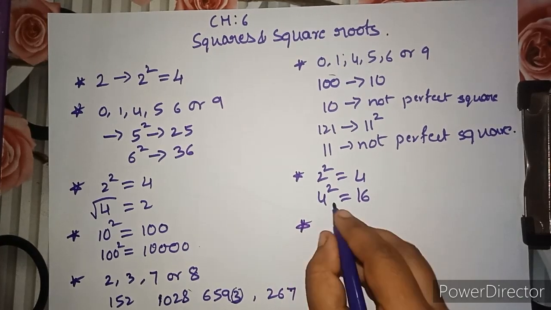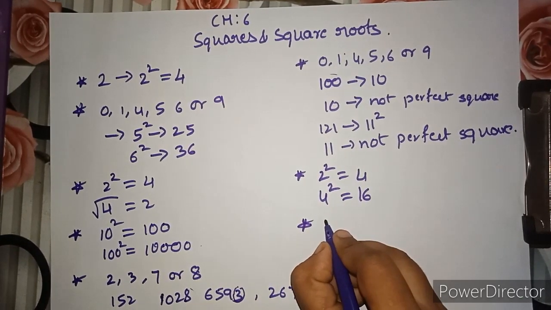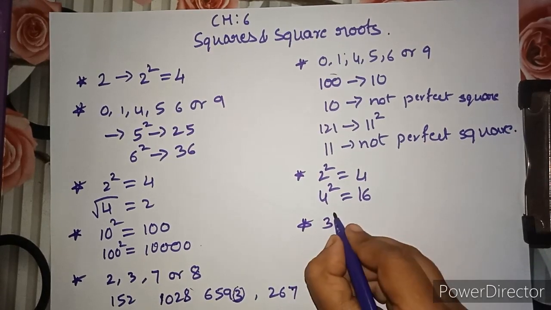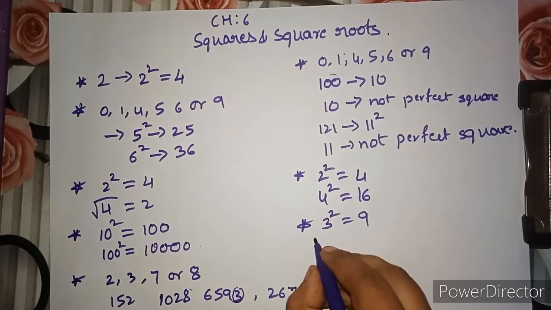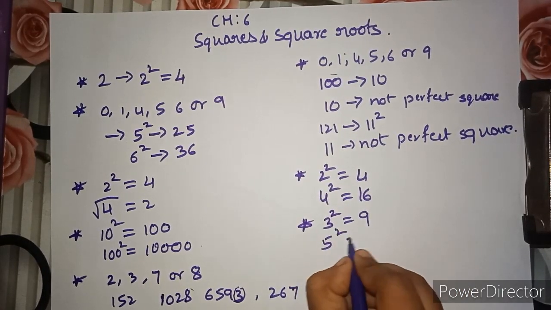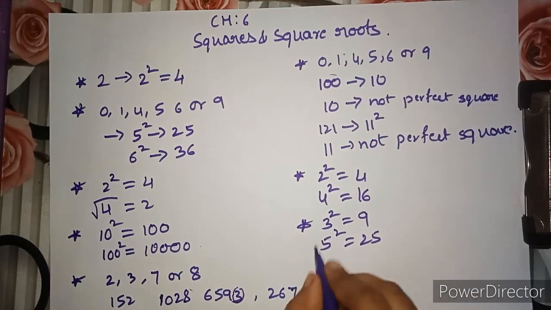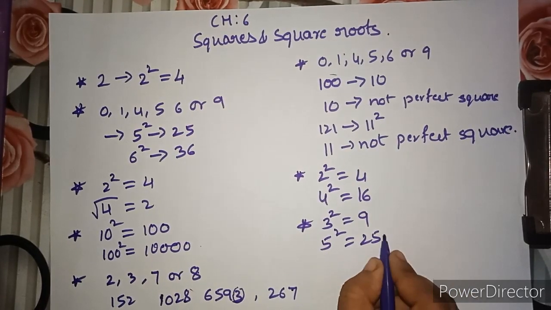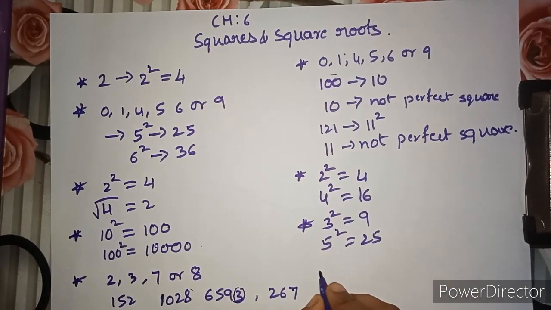Next, the square of an odd number is always odd. 3 is an odd number; its square is 9, which is an odd number. 5 squared is 25, which is also an odd number. The square of an odd number is also odd.